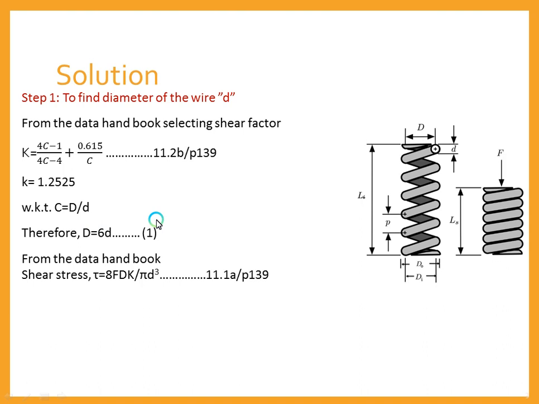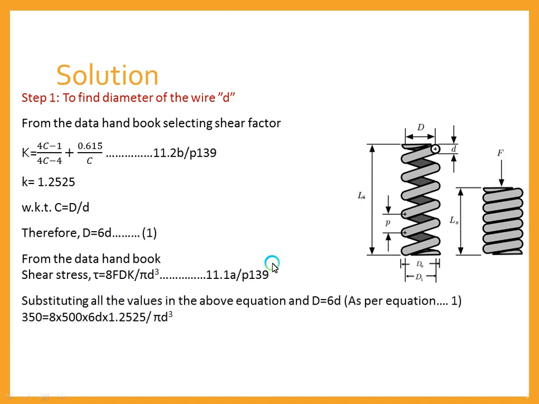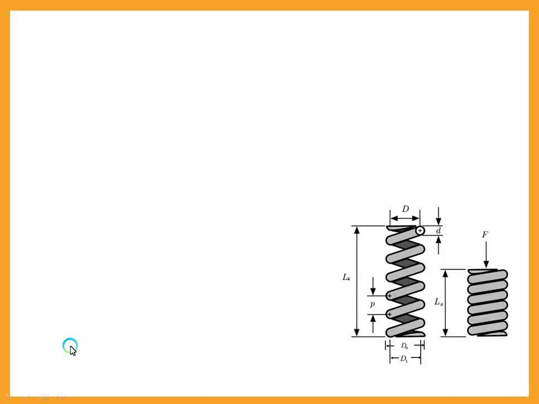From the data handbook, considering the shear stress formula, tau is equal to 8 F D K divided by pi d cubed, equation 11.1a of page number 139. Substituting all the values in the above equation, and D is equal to 6d as per equation 1, it comes somewhere like this. By this, the d would be derived. Therefore, the small d would be 5.23 mm, which is the diameter of the wire.